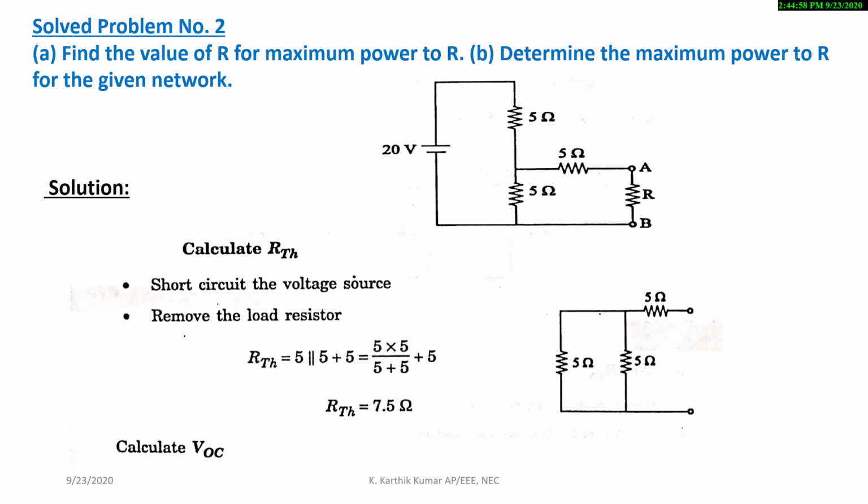Next we will see the second problem. Here they have asked two subdivisions: find the value of R for maximum power to R, and determine the maximum power to R for the given network. This is the network. For that we have to find the RTH, so then only we can find the RL. We have to find the RTH value, and we have to find the VTH value, or VAB or VOC.